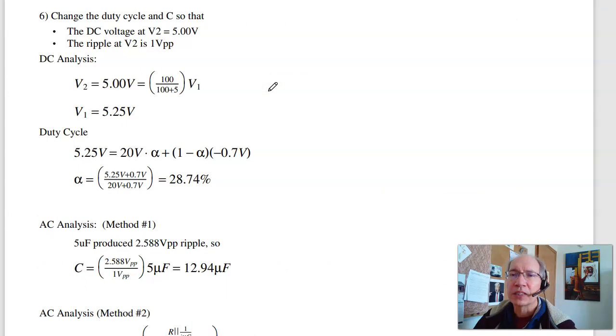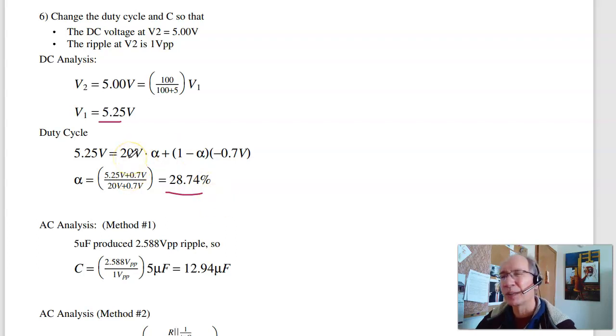Problem 6. Change the duty cycle so that the output is 5 volts. Well, if V2 is 5 volts, then V1 has to be 5.25 volts. That's by voltage division. The duty cycle needs to be 28.74%. Again, I'm using 20 volts. It really should be 19.8, but I'll use 20.